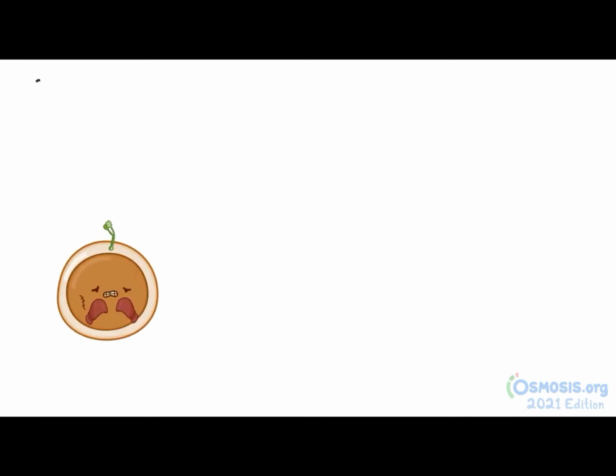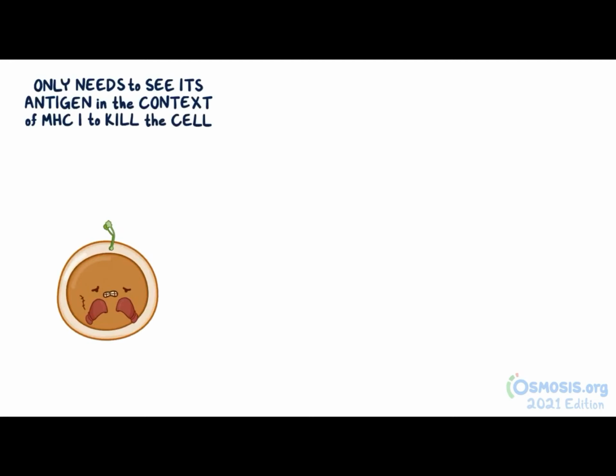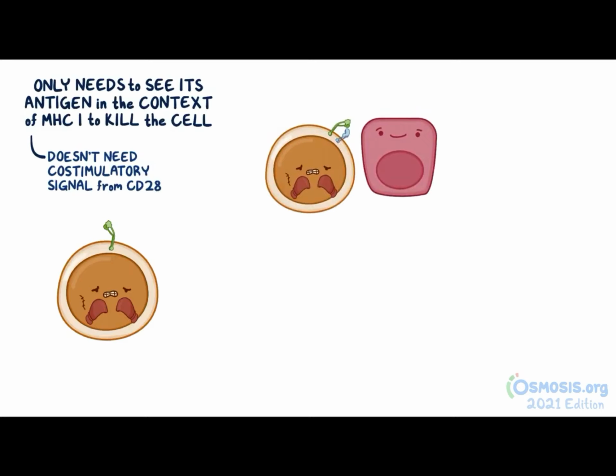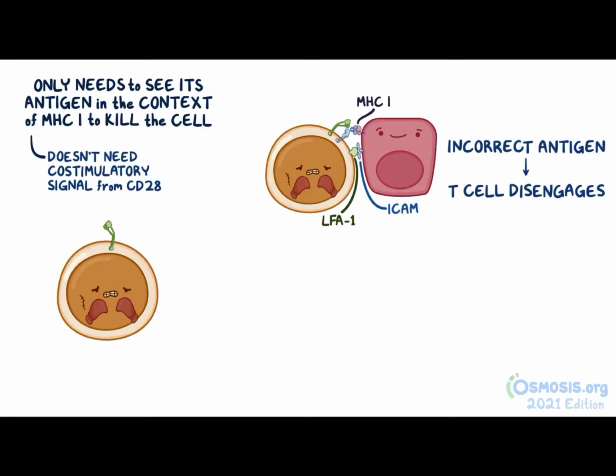This activated cytotoxic T cell only needs to see its antigen in the context of MHC1 in order to kill the cell. In other words, it no longer needs that co-stimulatory signal from CD28. And the way that cytotoxic T cells find potential targets is by going cell to cell, binding non-specifically. They use adhesion molecules like LFA1 on their surface to bind to molecules like ICAM, which is found on the surface of most cells. After loosely binding in this way, it tries to bind to that cell's MHC1 molecule. If the cytotoxic T cell can't bind because the correct antigen isn't present, then the cytotoxic T cell disengages and moves on to the next cell.